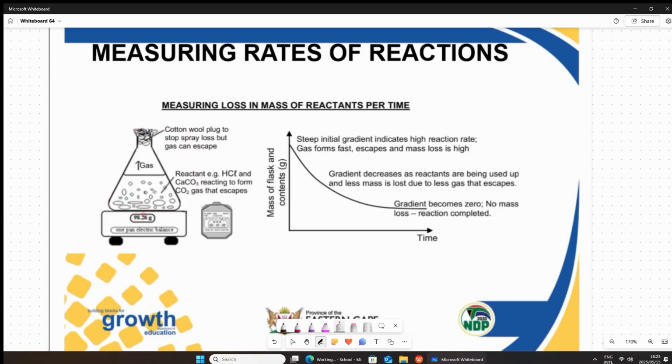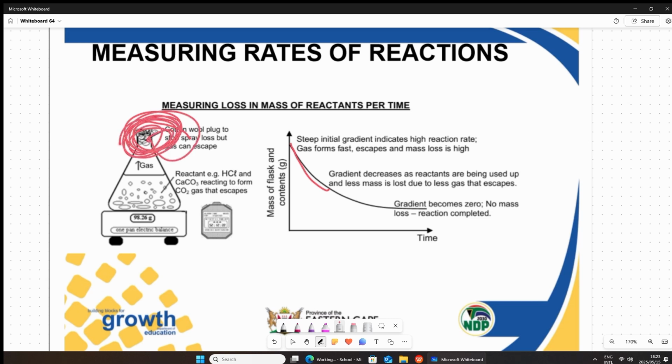You can also measure the rate by measuring the mass of the reaction vessel, which is, in this case, the system: the beaker or the Erlenmeyer flask that contains the reactants. You can see that this is put on top of a weighing balance, so it is giving you a reading here. As these particles are reacting, a gas is released, and the reactant amount is going to decrease over time. So you can close this with cotton wool so that the gas does not escape.